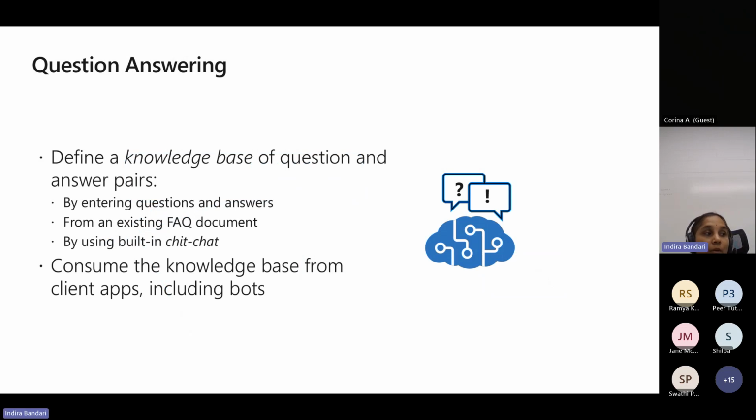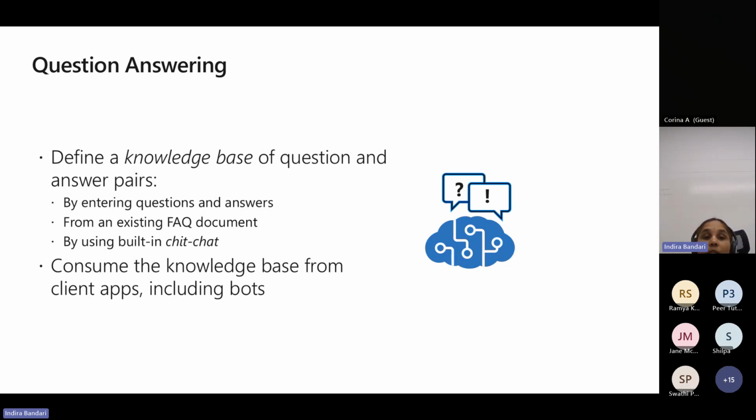Now the next one is question answering. Define a knowledge base of question and answer pairs. This is the question, and for this question, this is the answer. Then you have the next question, question 2, and you have an answer. Something like a FAQ document. Sometimes you find FAQs on websites, right? You can use that FAQ document to convert into a question answering service, and then you can put bots over that, so that when you ask a question, the answer is given.